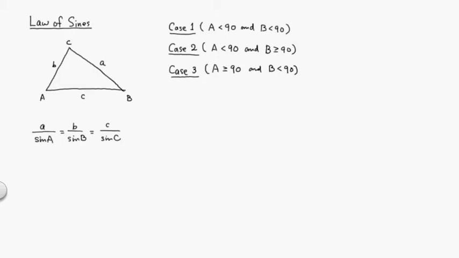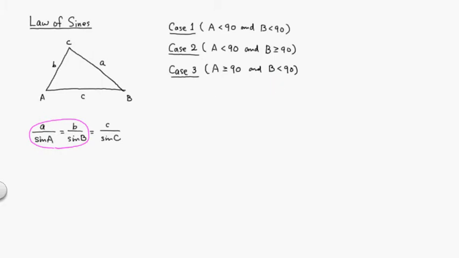So let's try to pick on, say, this equality right here. Since a triangle cannot have more than one right or obtuse angle, we have three cases we should consider. Case 1 is A and B are acute. Case 2, A is acute and B is obtuse or right angle. Or case 3, A is obtuse or right angle, then B is acute.